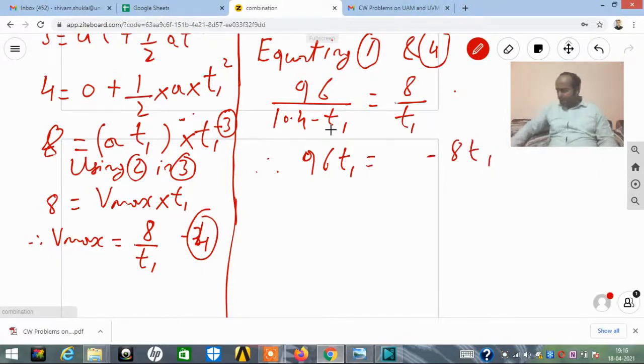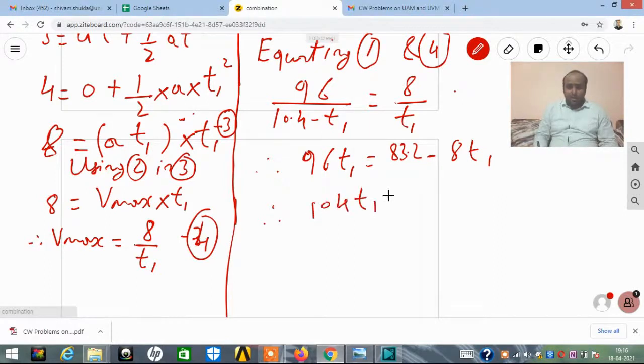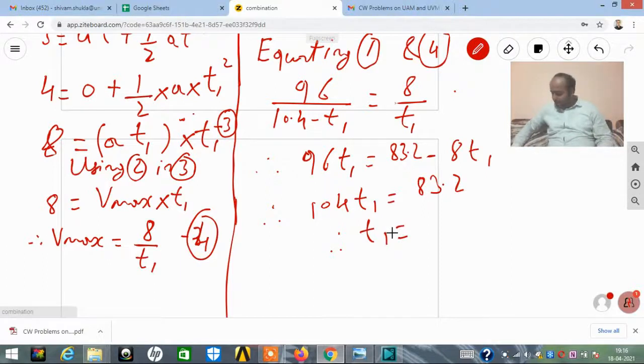10.4 into 8 is 83.2. Therefore, 96 plus 8, that is 104, into T1 is equal to 83.2. Therefore, T1 is equal to 83.2 divided by 104. So it is 0.8 seconds. This is equation number 5.